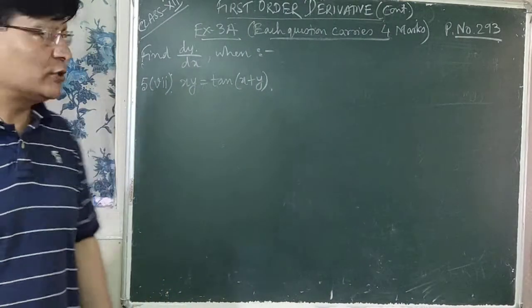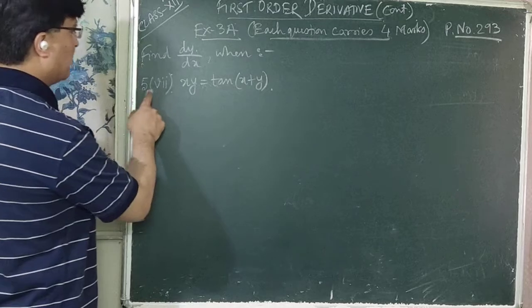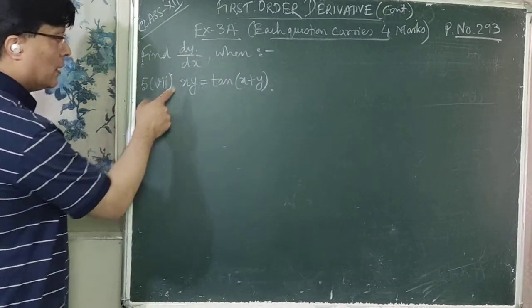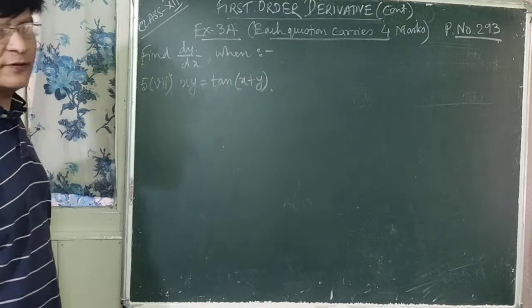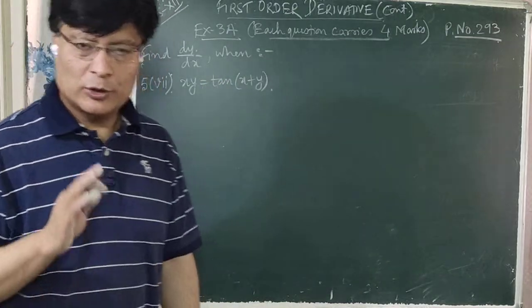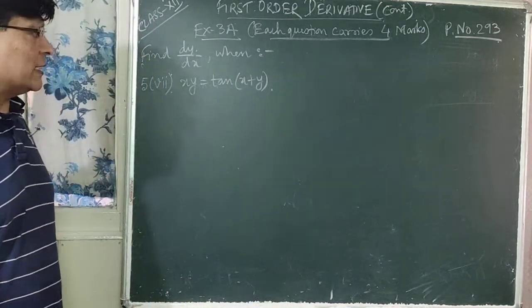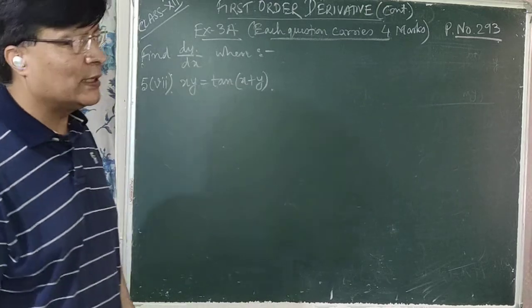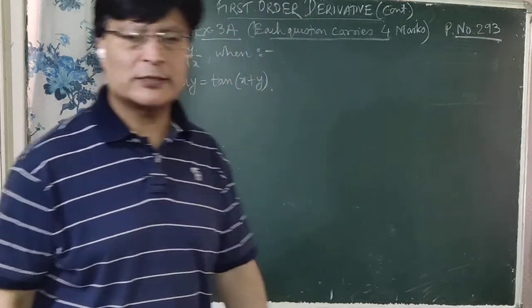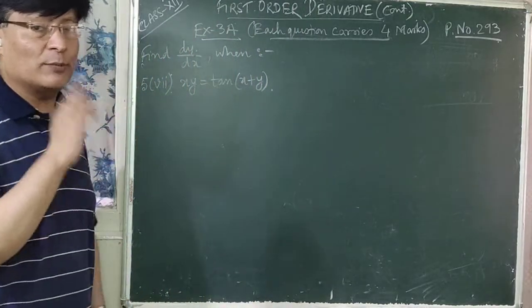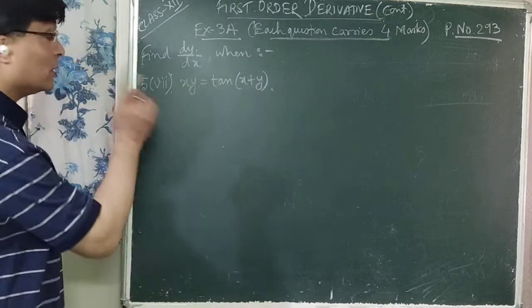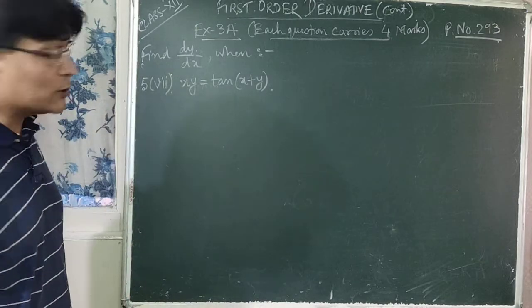So now we'll do the next question, that is number 7. Here also find dy by dx when xy is equal to tan of x plus y. So don't use the formula on the right hand side for tan of x plus y. This is from compound angles, isn't it? Tan of a plus b is tan a plus tan b divided by 1 minus tan a tan b. If you use that formula, it will be complicated, right? So let us differentiate it directly, without using the formula of tan of x plus y.